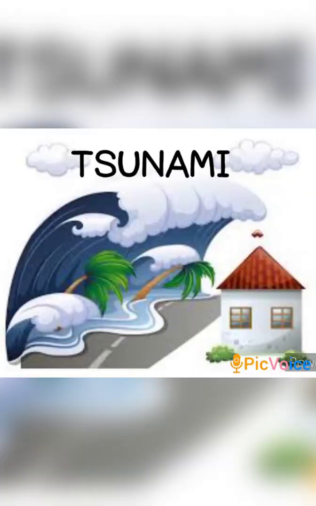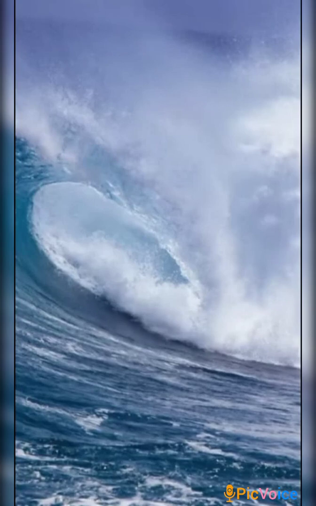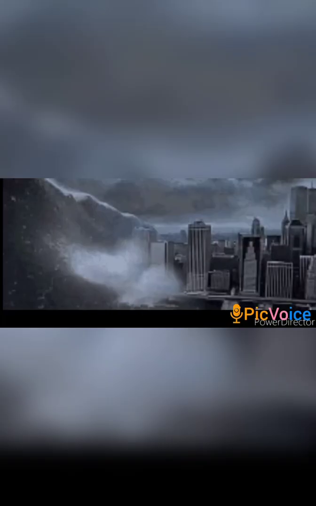Now let's learn about tsunami. If the origin of an earthquake is in the sea, it produces gigantic sea waves, and each wave is the height of a 3 or 4 story building. These waves come with tremendous force towards the coast and crash into the land. These waves are called tsunamis.